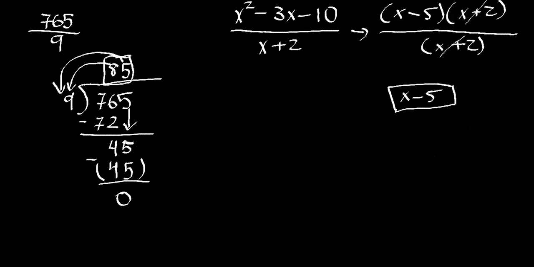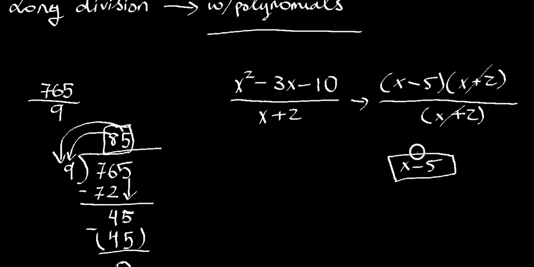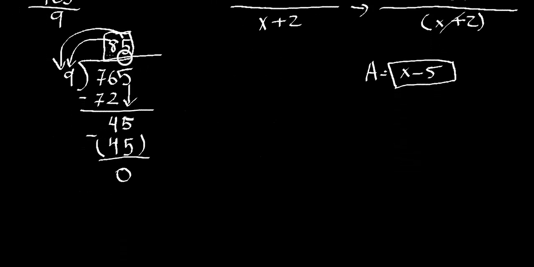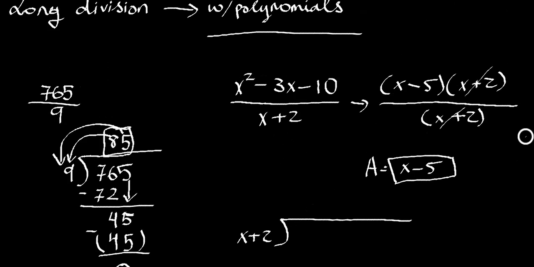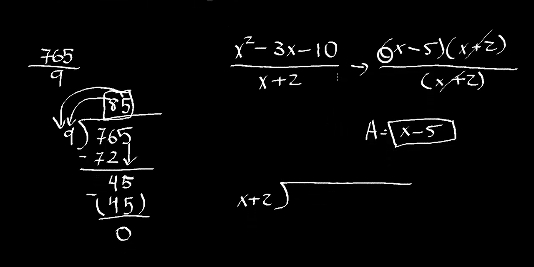Now, I'm going to use long division to do this problem, and we'll see if we can get this answer. Okay? So let's set it up. The same way we put the 9 in this position right here, we put the x plus 2 in this position. And this whole thing goes inside the dividing bracket. x squared minus 3x minus 10. Great.